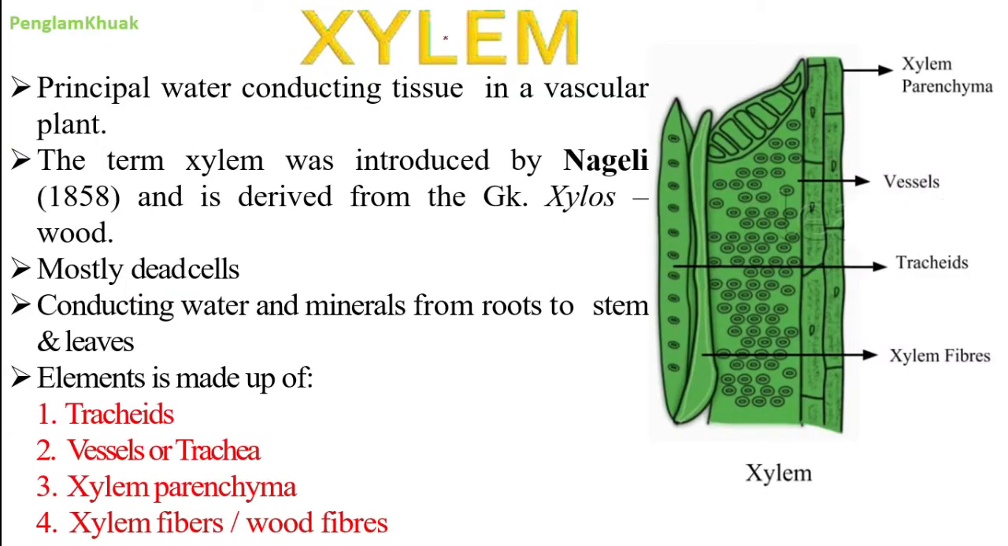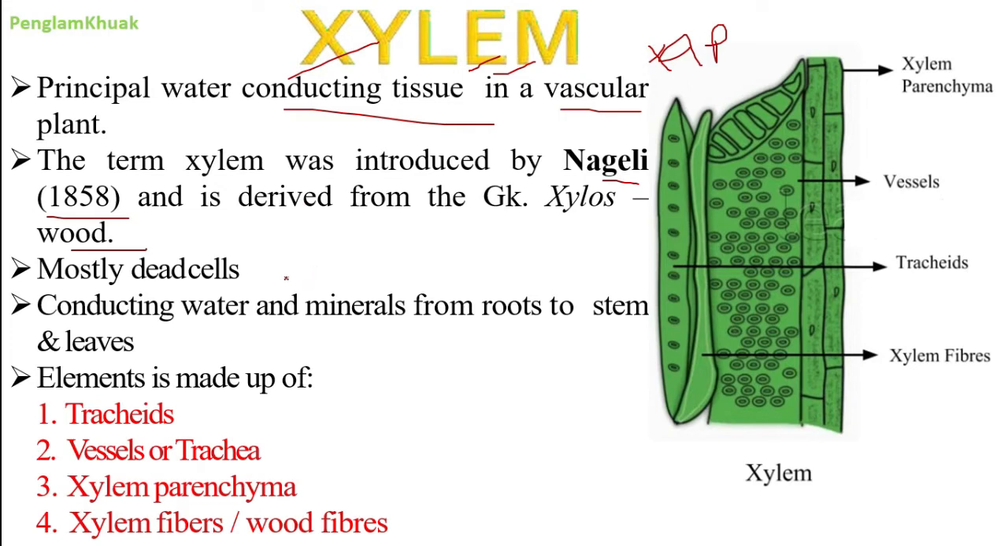Let's talk about xylem. Mostly the main function of xylem is conducting water, so it is a water conducting tissue in vascular plants. When we talk about vascular plants, those plants which have xylem and phloem are called vascular plants or higher plants. And xylem was introduced by Nageli in the year 1858, and it is derived from the Greek word xylos, which means wood. Mostly xylem is the woody portion of trees.